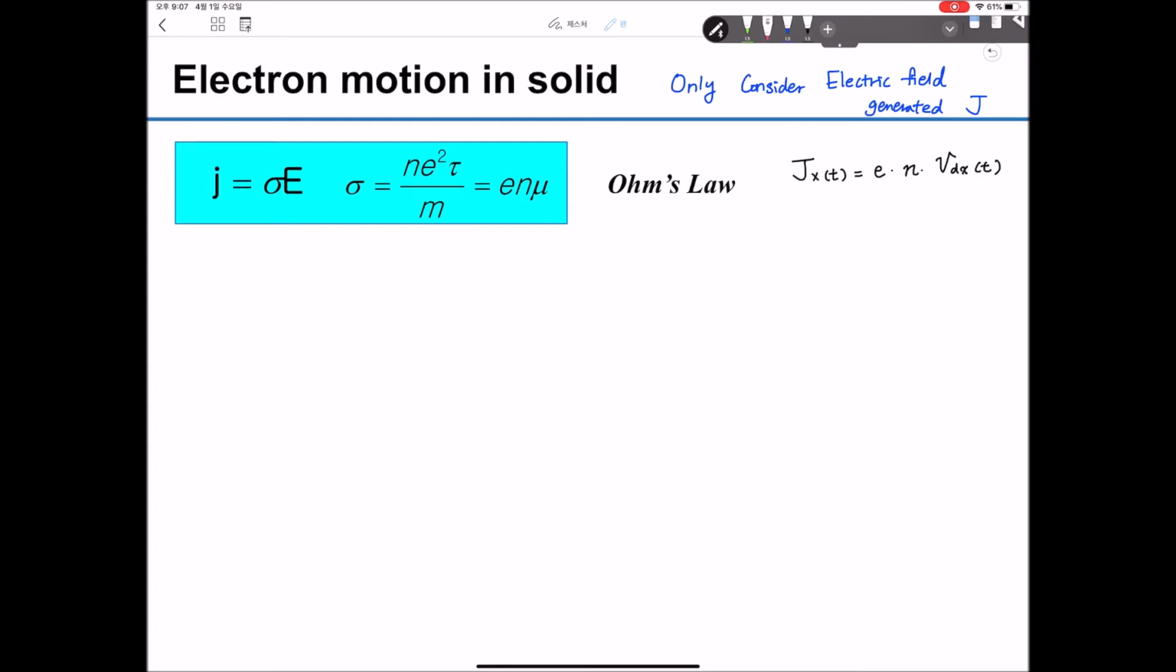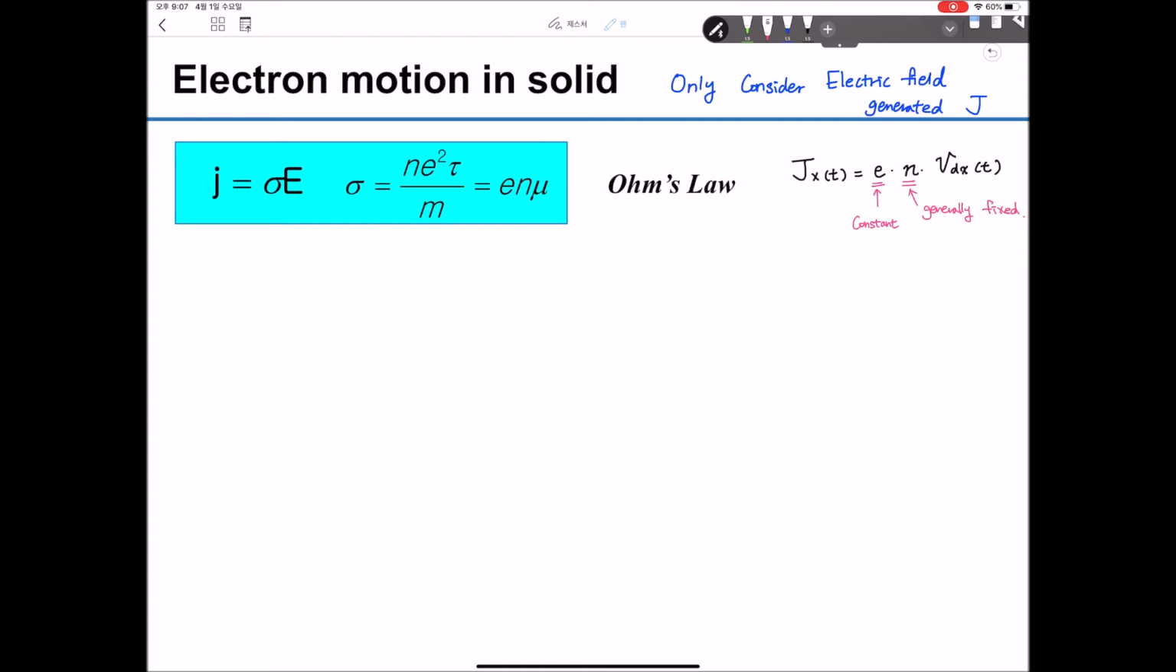In many systems, this value is fixed. The charge of a single electron is fixed. The number of free electrons in a given volume is constant. So this is constant, and this is generally fixed.